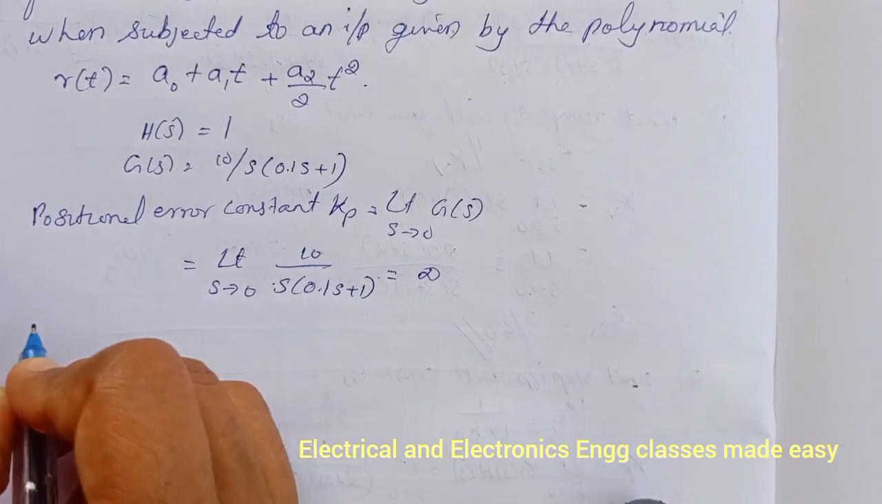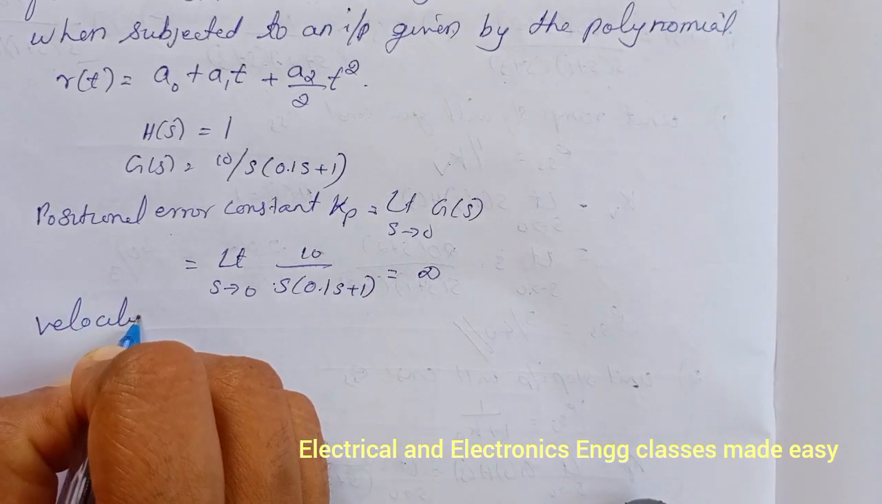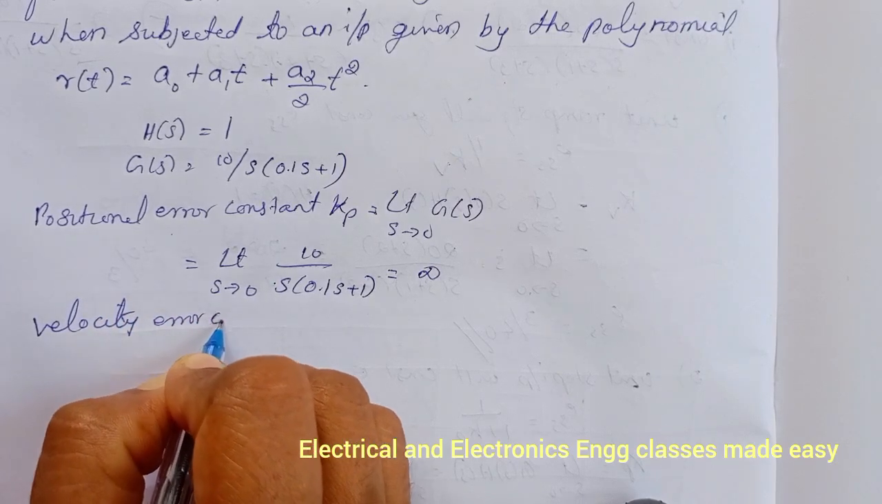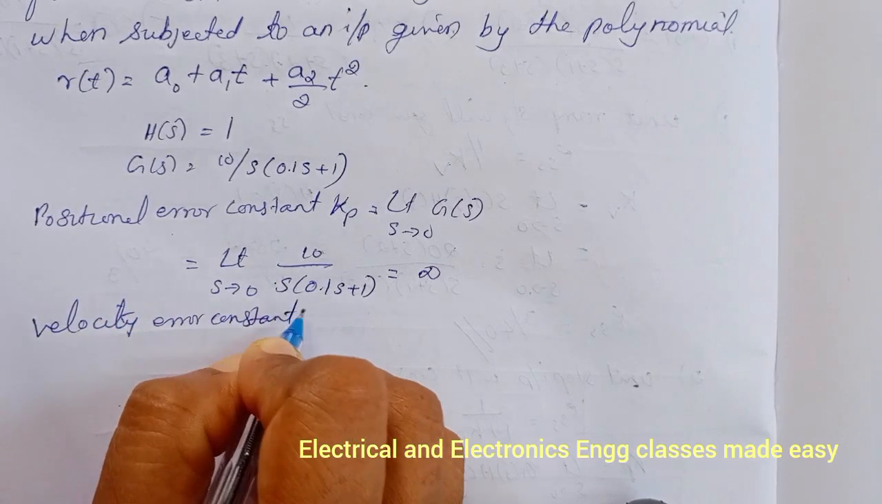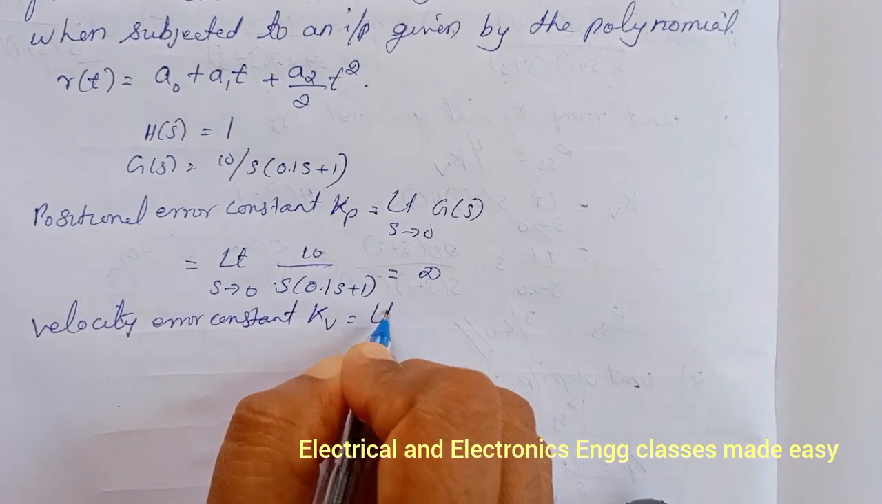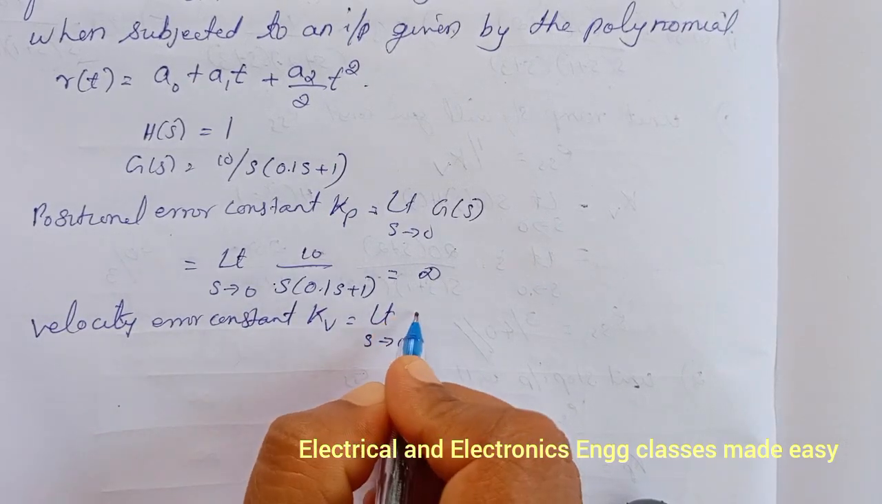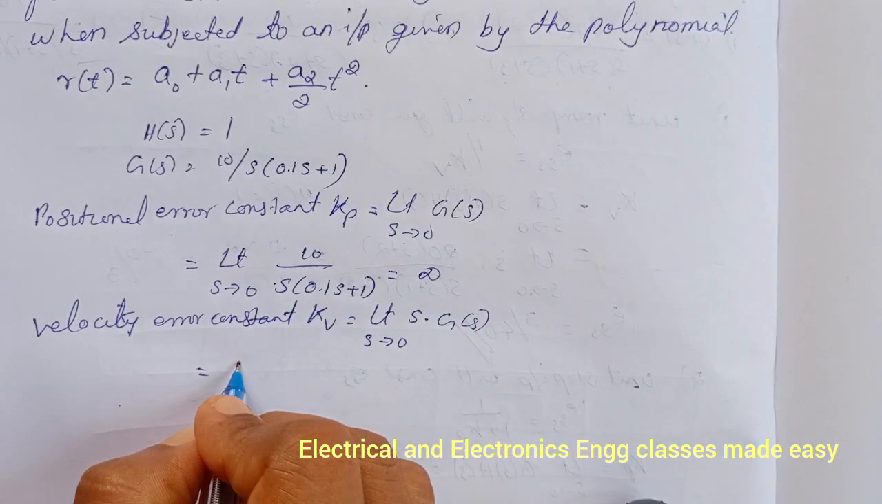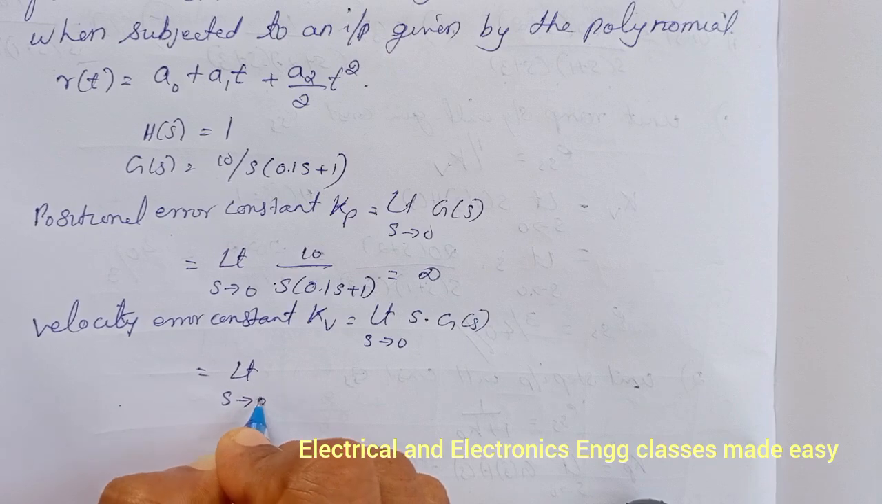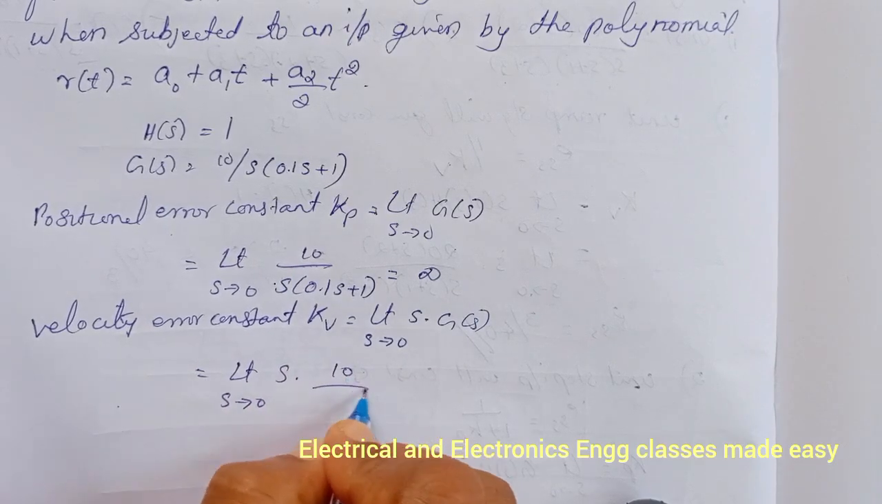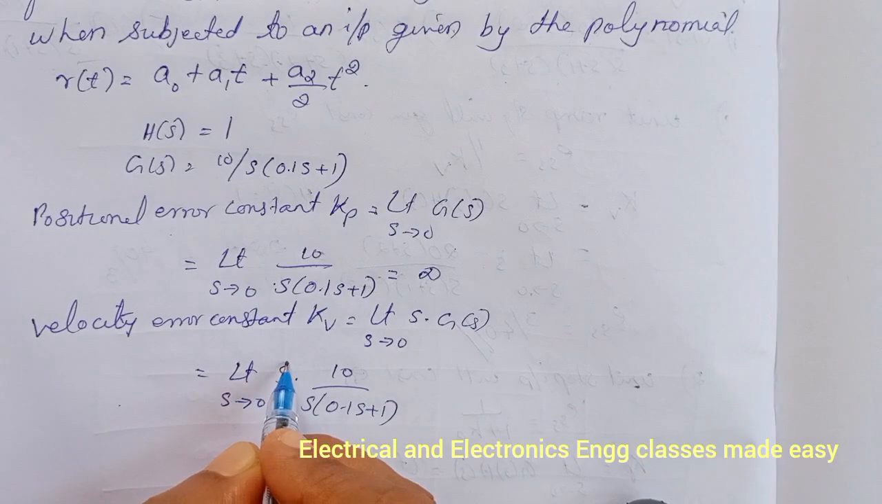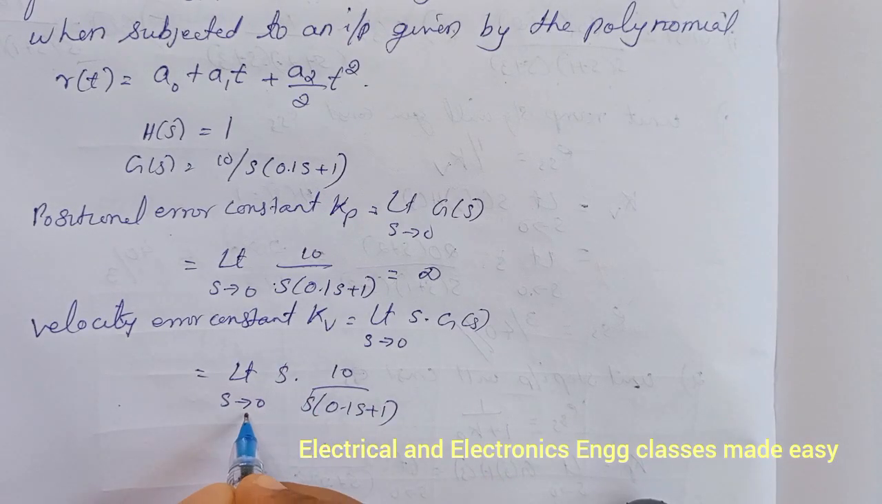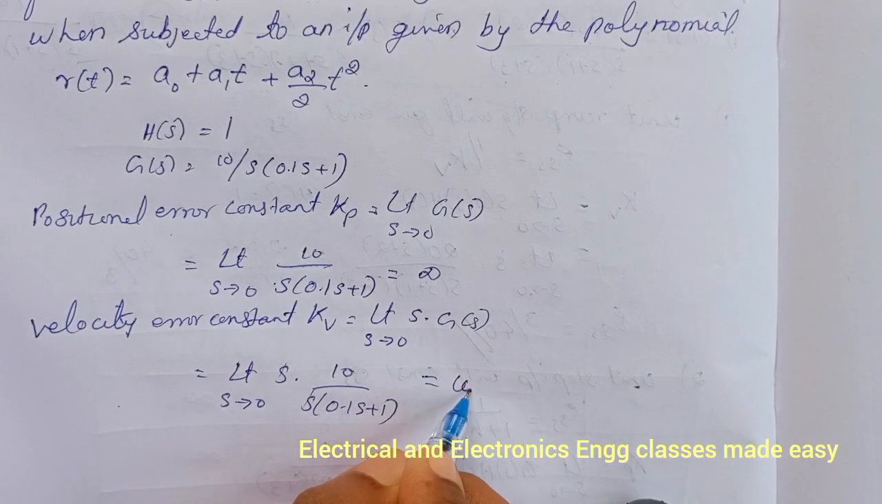Next is velocity error constant. Velocity error constant Kv is equal to limit s tends to 0 of s into G(s). So that is equal to limit s tends to 0 of s into 10 / (s(0.1s + 1)). Here we can cancel this s, and after applying the limit s tends to 0 we get 10 divided by 1, and that is equal to 10.